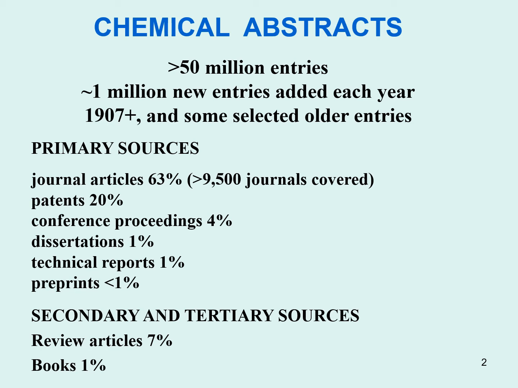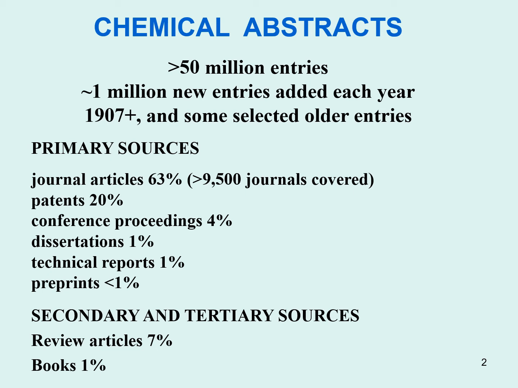As far as primary sources, about 2/3 of it are journal articles. They cover more than 9,500 journals. About 20% of the coverage are patents, and you can see the other kinds of primary references that are also present. This does not at all mean that if you do a search, you will get 63% journal articles, 20% patents, and smaller numbers of those other kinds of documents. It depends on your actual subject field.